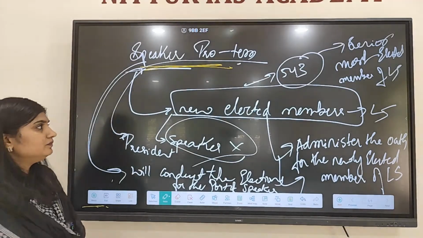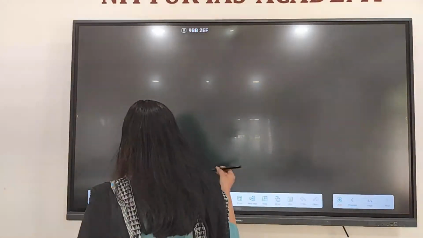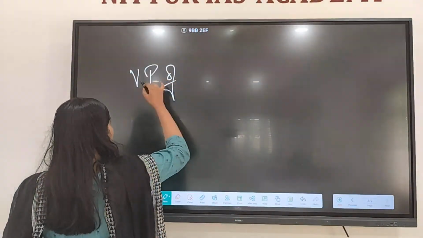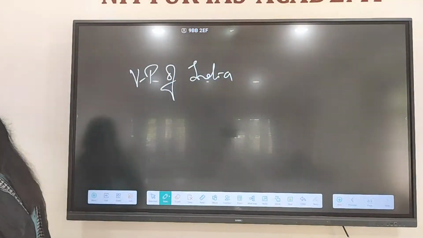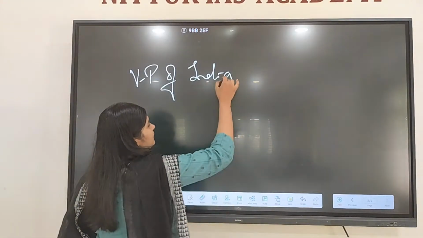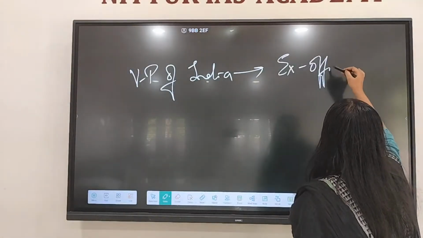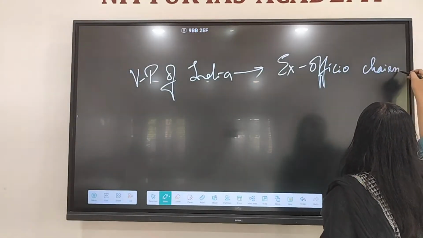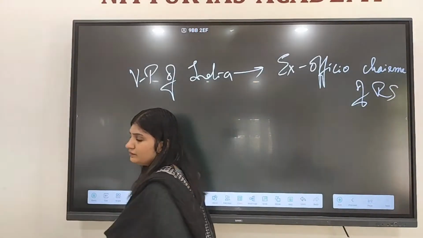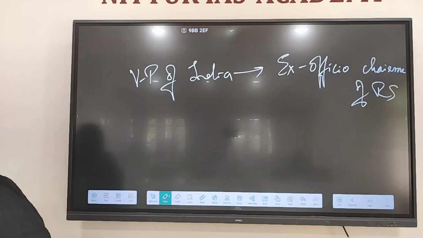The vice president of India is the ex officio chairman of Rajya Sabha. Full stop.